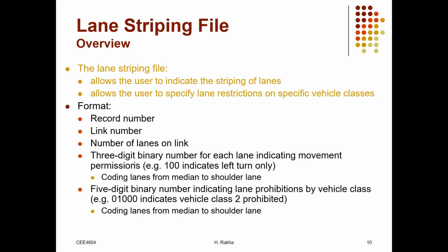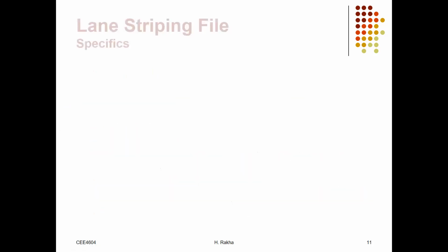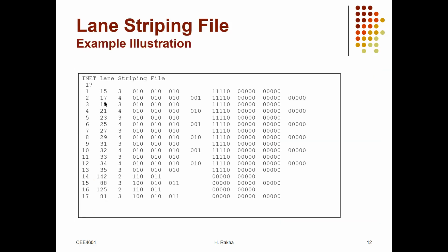So rather than describing this abstractly, let's actually just look at a file. Let me see if I have a file here. Yes. So this is how you'd code the lane striping file. Again, you'd have the title of the file. Let me just get my highlighter here. So basically you'd have the title of the file, which is the standard procedure that we have.